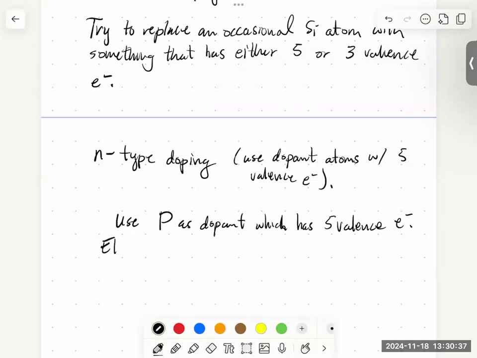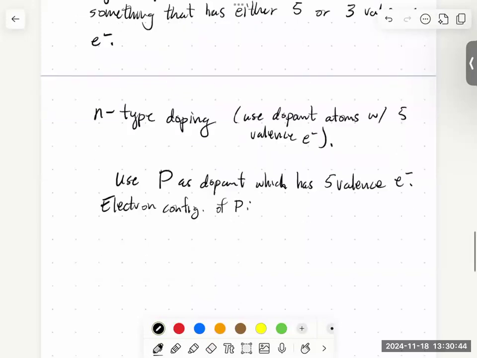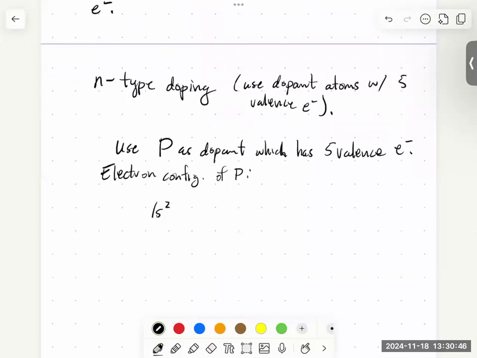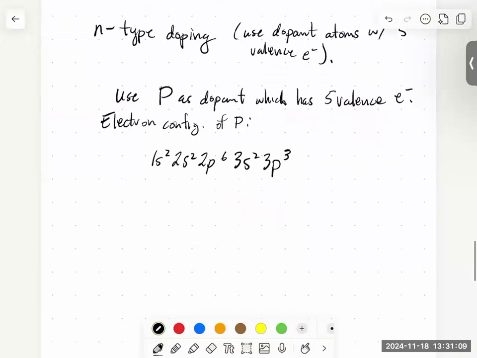So specifically, the electron configuration of phosphorus is 1s2, 2s2, 2p6. Those are going to be the 10 core electrons identical to silicon. And then 3s2 is filled. And then there's 3p. But instead of 2, we're going to have 3 electrons in there. And so that's the key difference, is that extra electron in the valence shell.